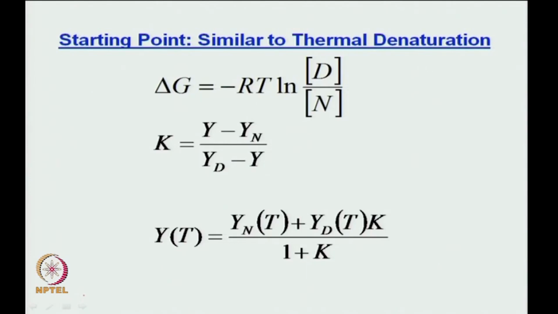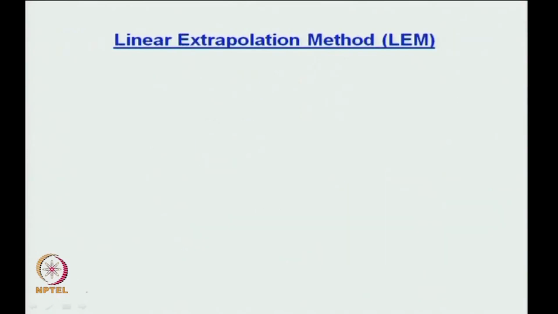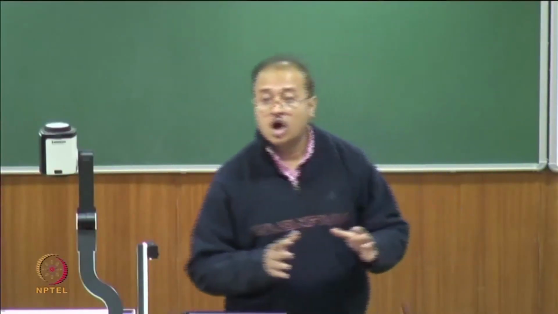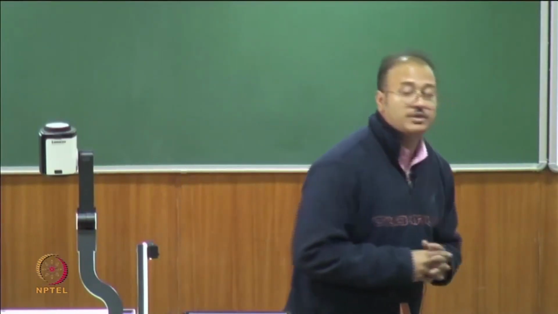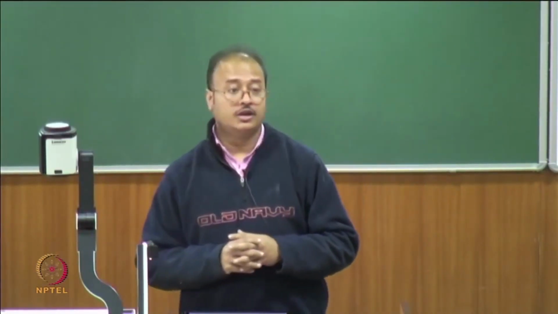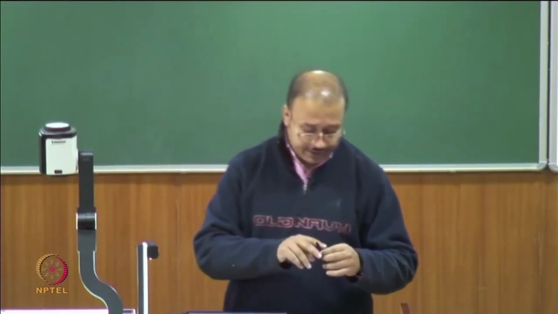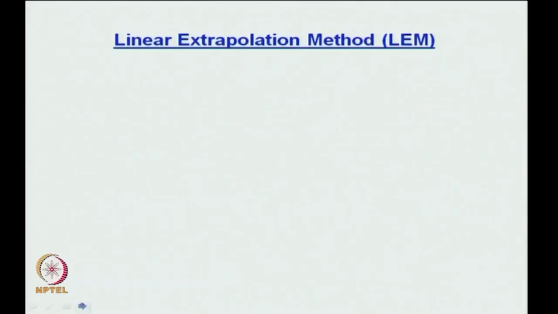That is why it is also referred to as isothermal denaturation, because you are doing it at the same temperature. It is done at a specific temperature. Now, how do we model a chemical denaturation? The best way to do it is by something known as the linear extrapolation method, in short form LEM. Now, this is very commonly used. What does it refer to?